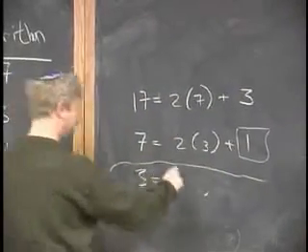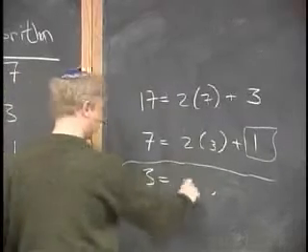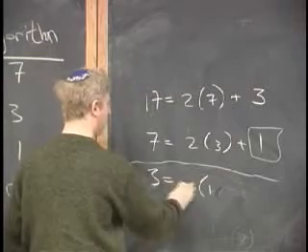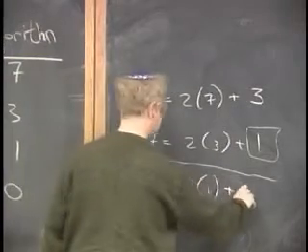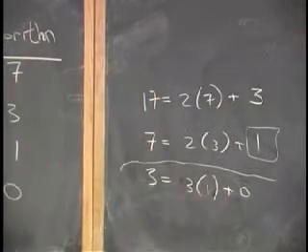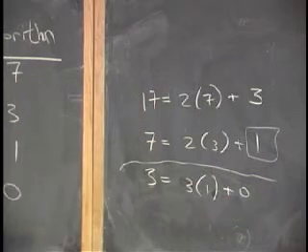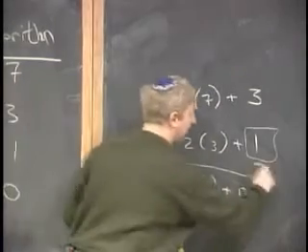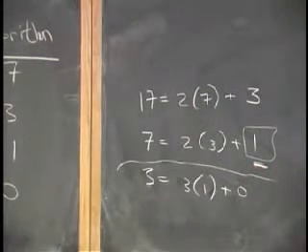3 equals 3 times 1 plus 0. Right, that's exactly what I'm going to do. But I'm going to ignore that step, so don't look at it. I don't need that step. It's when I get down to here that I can stop and make something interesting happen.